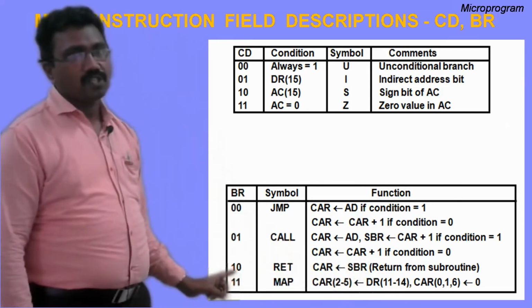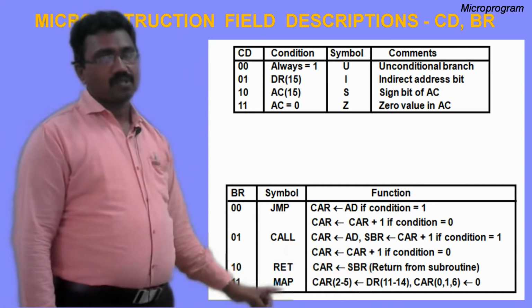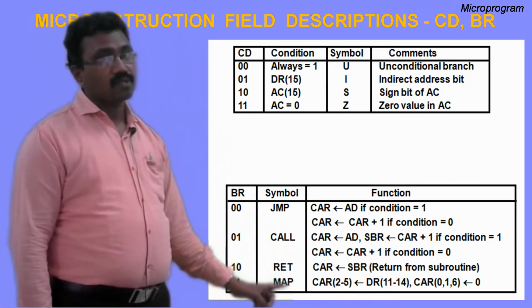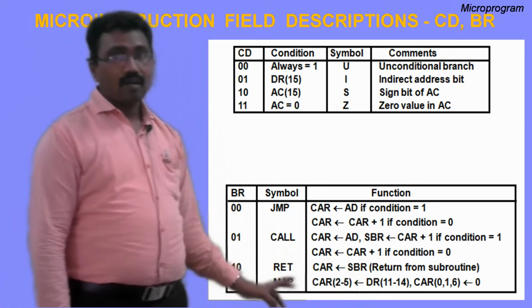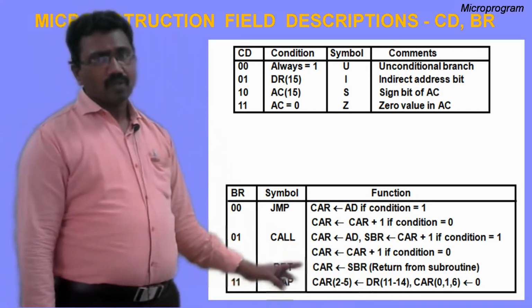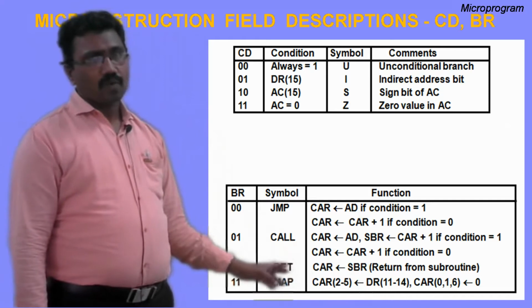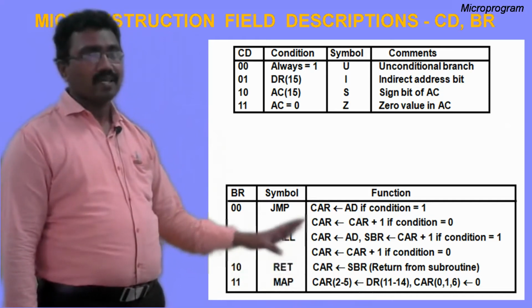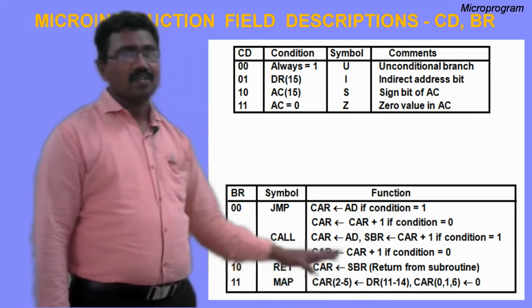Next, the last combination is 11, the mapping process. What is the mapping process? We have seen in the last session: translating instruction code bits into an address in the control memory where the corresponding microprogram is located.